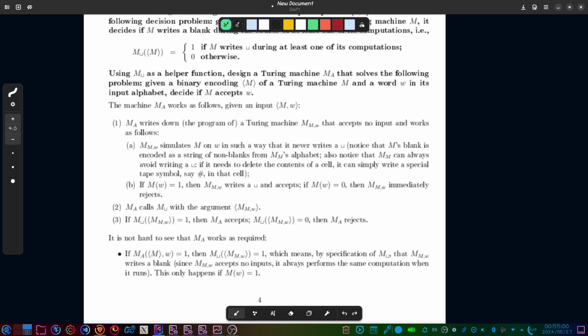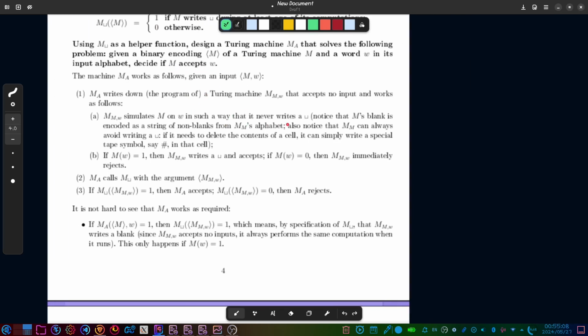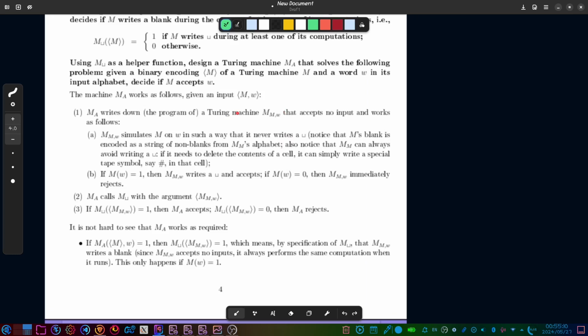So this machine that we're going to say decides if M accepts W is going to take in the following type of input: a Turing machine and a word. It's going to create some Turing machine, and I'm going to zero in on this process here. Why does it do this? Why?